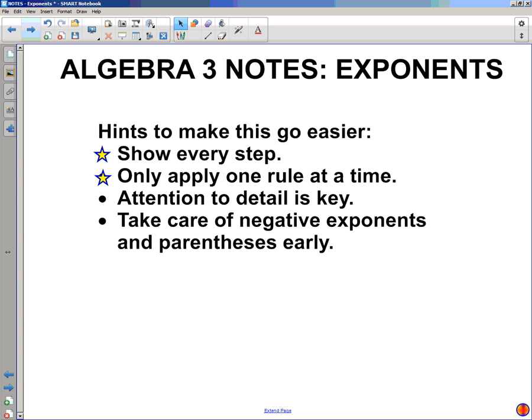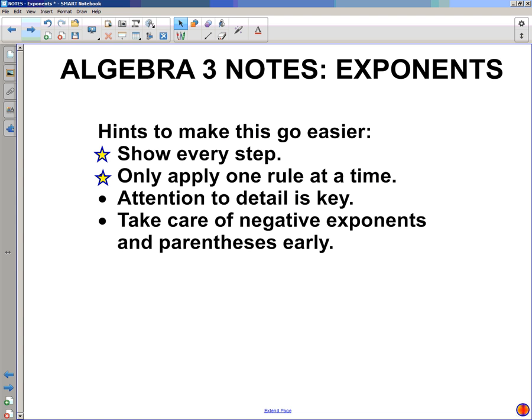Number 2, only apply one rule at a time. Try to stick with only one rule at a time and show each of those steps. This third one's pretty self-explanatory. You must pay attention to detail. This is going to be easier for you to do if you're only focusing on one step at a time, because one small mistake early on is going to get you the wrong answer in the end. And this unit is going to be assessed on accuracy. You cannot afford to make a small mistake.